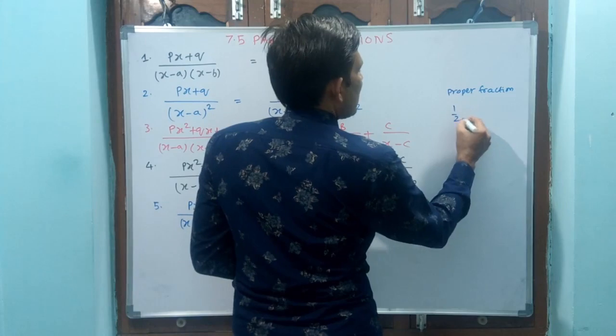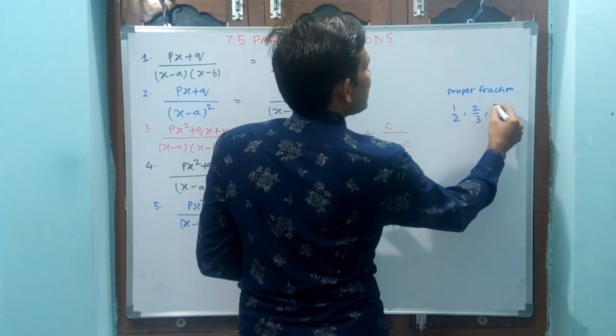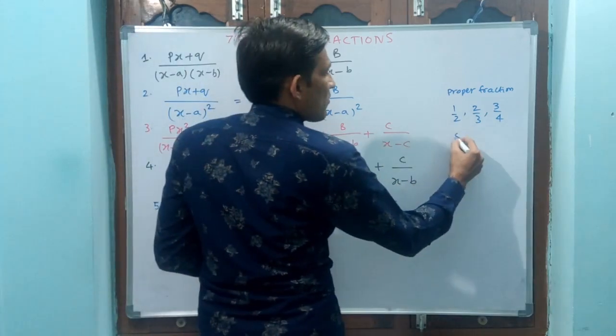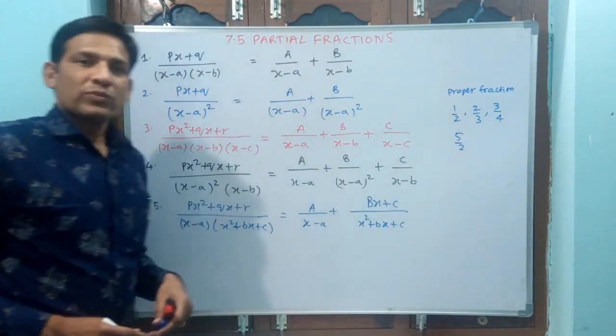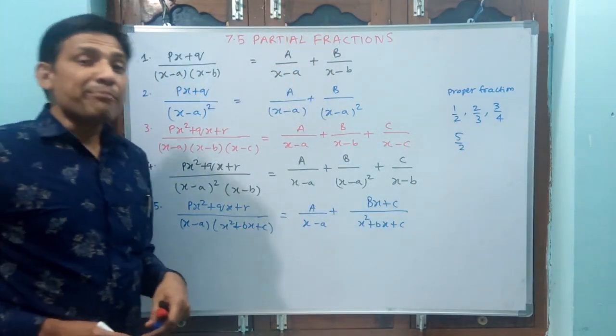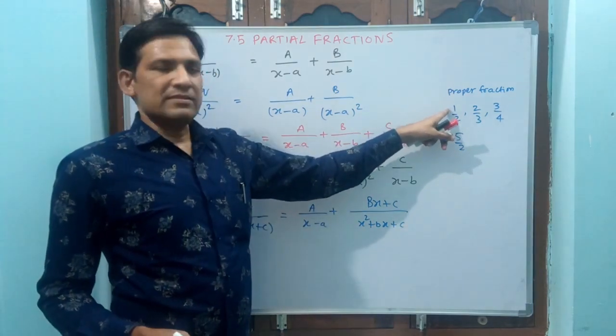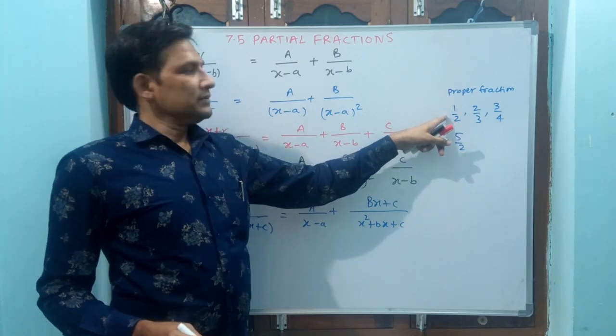You see, 1 by 2 is a proper fraction. 2 by 3 is a proper fraction. 3 by 4 is a proper fraction. But what about 5 by 2? 5 by 2 is an improper fraction. Why? Because the numerator should always be less than the denominator.